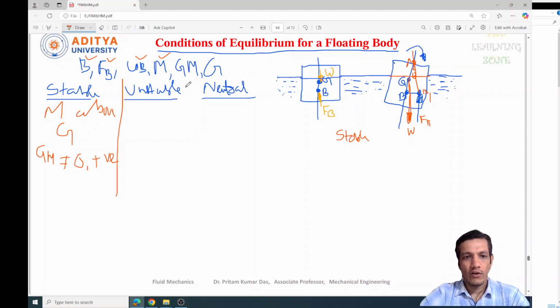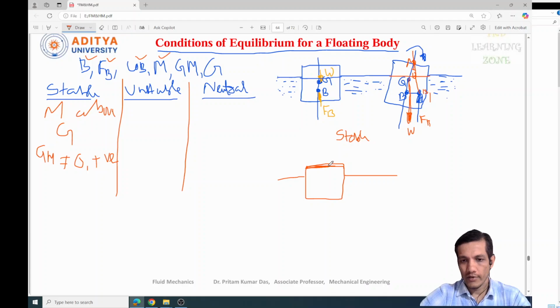Now, when can it be called an unstable one? The unstable case will be similar. Again, let's consider a body which is floating on water, and this is the water line. Again, let's draw it like this.